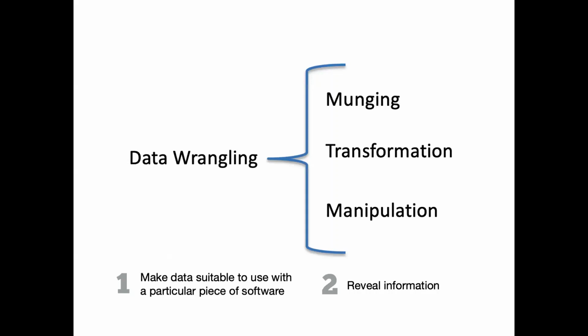So you've probably heard some of these terms like munging or transformation or manipulation. All of these terms are used to describe data wrangling, a process that, when it's distilled down to its simplest understanding, is two things: making your data suitable to use with a particular piece of software and revealing information.